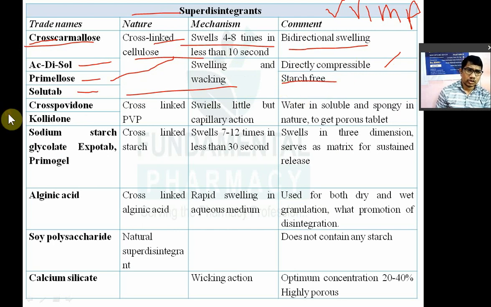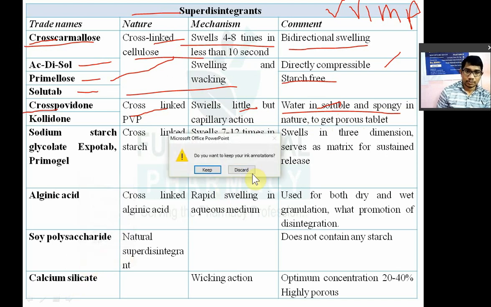Now next is crospovidone. Cross मतलब cross link आएगा. Povidone मतलब polyvinyl pyrrolidone. Cross-linked polyvinyl pyrrolidone. Again, it will swell a little, but it will release drug mostly due to capillary action. वाटर के कांटेक्ट में आएगा, swelling इसका कम होगा, लेकिन ये capillary produce करता है टैबलेट में और ड्रग रिलीज करता है. इंपॉर्टेंट है: water insoluble and spongy in nature. It will produce a porous tablet. Are you getting or not? समझ रहे हैं आपको?